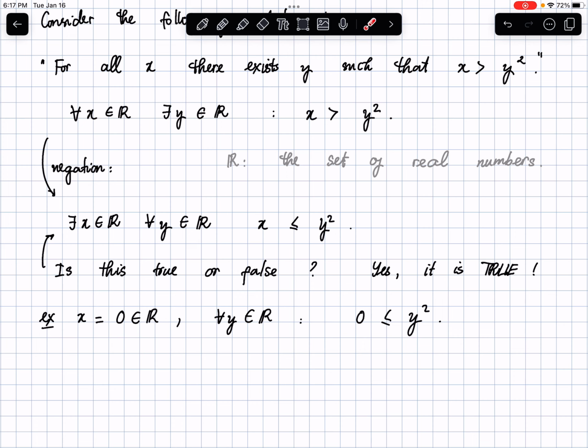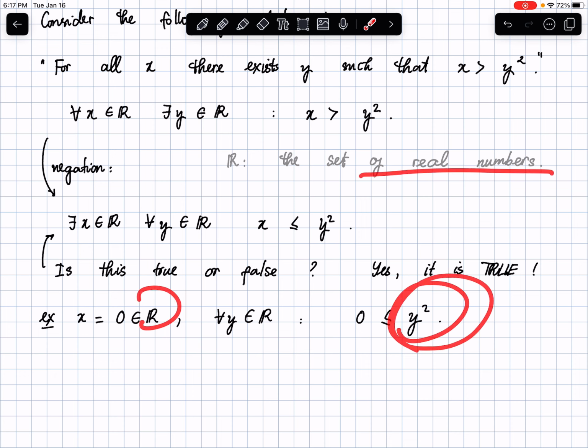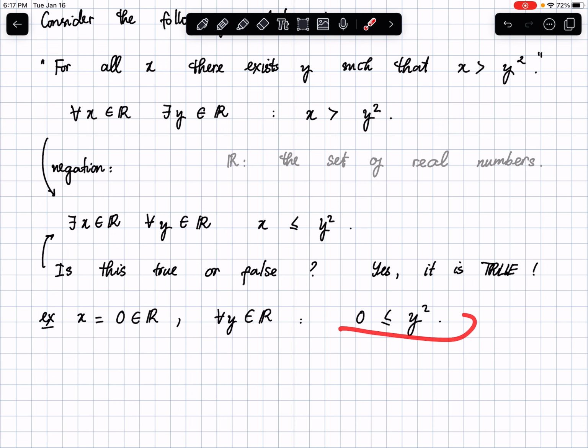For complex numbers, we know this is not true, right? Because i is a complex number, and its square is -1, which is negative. But in our case, we work with the set of real numbers. The square of any real number must be non-negative. So this is true.